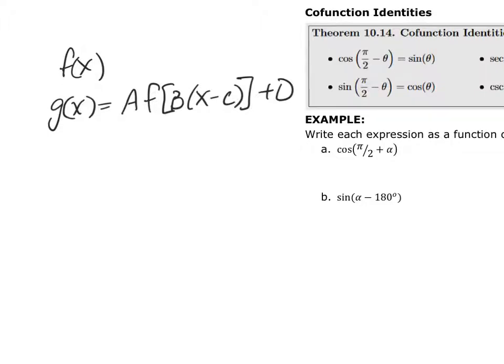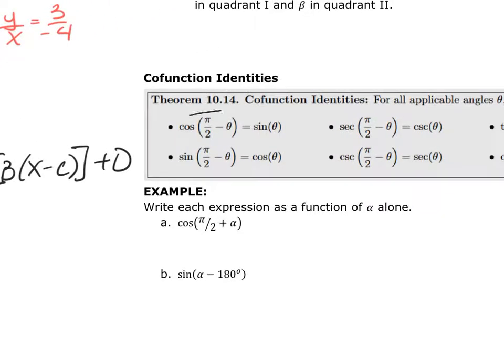So what these cofunctions are is transformations of graphs. If I take my sine wave or my cosine wave and I transform it, I will get the cosine wave, and vice versa. Okay? We can use that information to find the cosine and sine equivalently here.